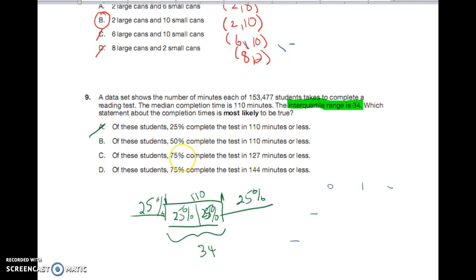Of these students, 75% complete the test in 127 minutes or less. I don't know, the median is not necessarily in the middle of the box, so I don't know that that's true. And of these students, 75% complete the test in 144 minutes or less. And again, I don't know if that's true because they're adding 34 to the median. So of these, B would be the most likely answer.